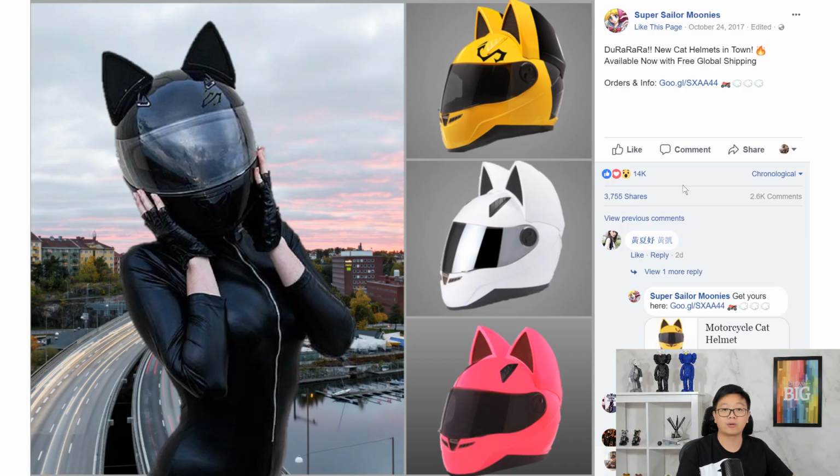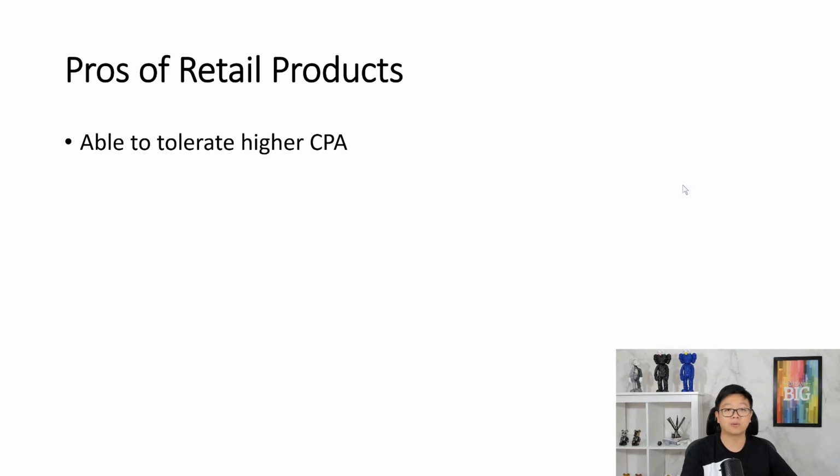Let's see some of the pros of selling retail price products. Basically you're going to spend money on Facebook to drive customers to your product page, and your end goal is to have customers buy from you. So what CPA means is cost per acquisition. The pro of retail products is you're able to tolerate higher cost per acquisition. So let's say you're doing free plus shipping, and you're only charging, let's say, $10 for free plus shipping.